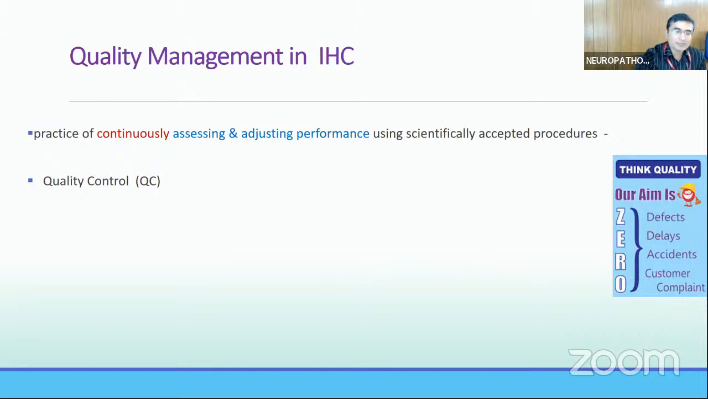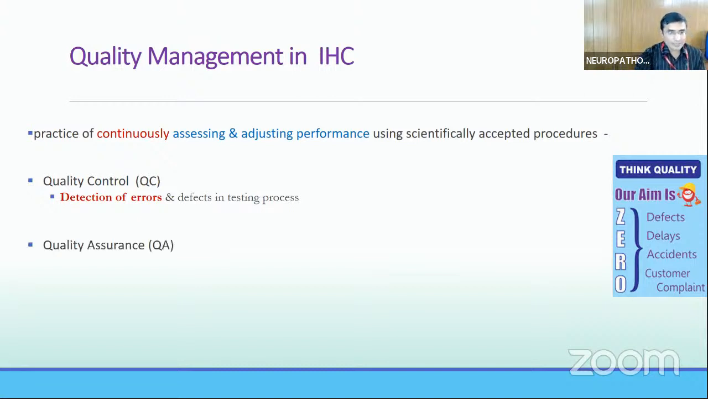Among them, the first one is quality control, which is like maintenance of a vehicle. Every day when we take out the vehicle, we check the petrol, we check whether it is starting. The minimal checks which we do for each ride are a kind of quality control. So basically it applies to detection of errors and defects in the testing process, that is, basically at the analytical level.